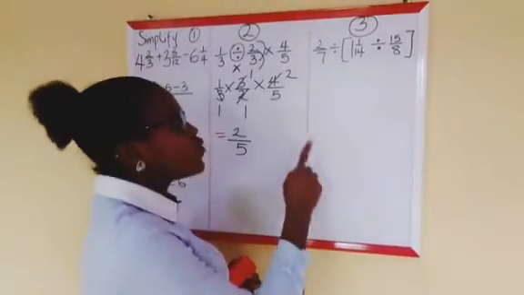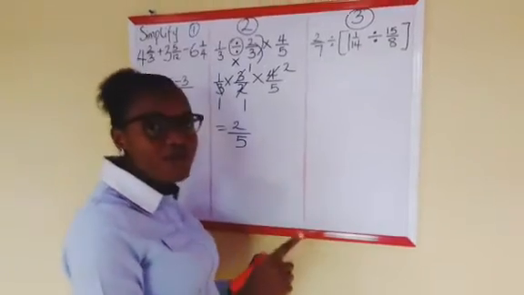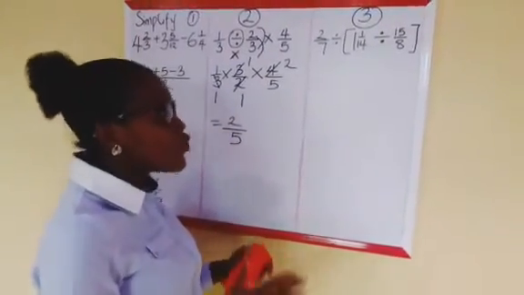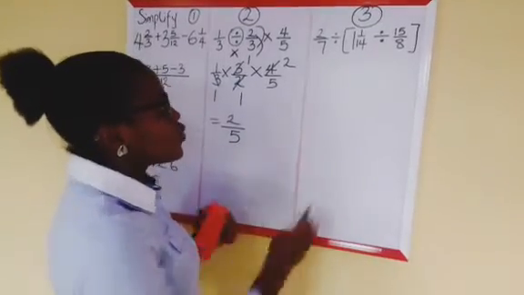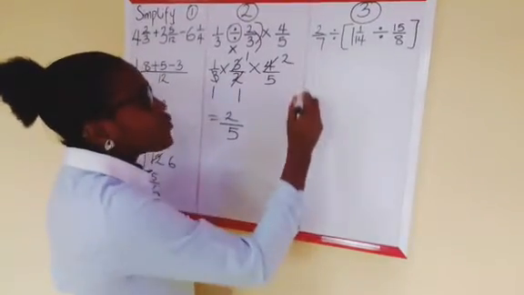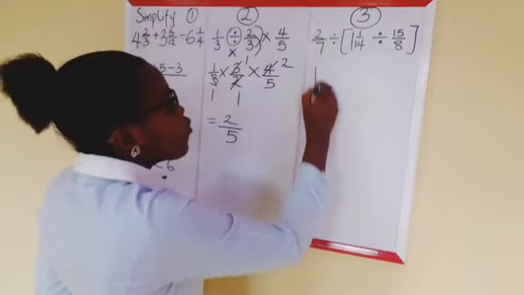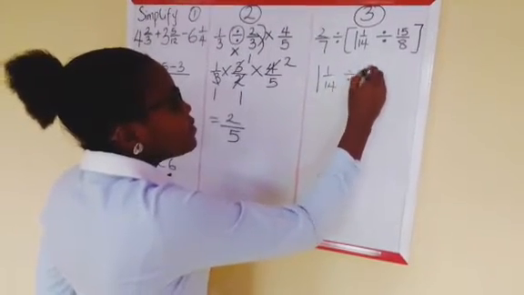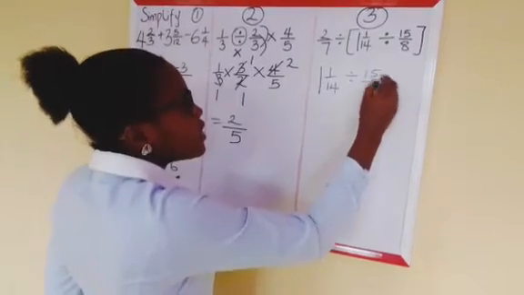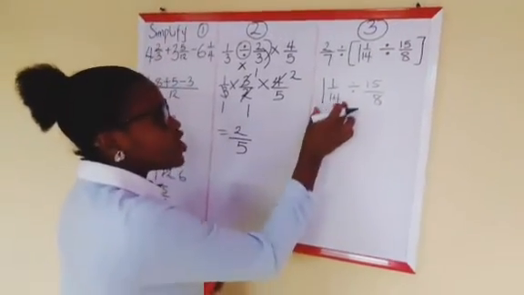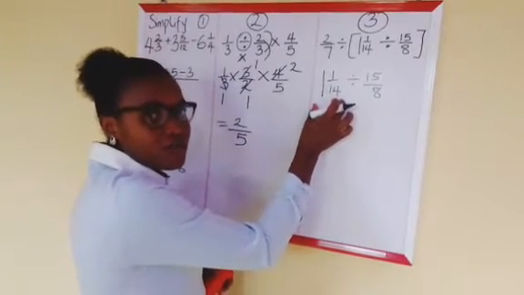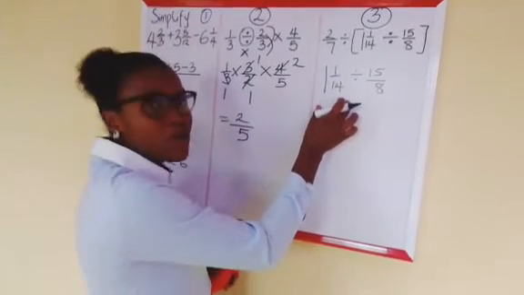But what I want you to know from this question is that you have to solve brackets first. Solve the question in brackets first. So we are going for the bracket. Here we have 1/14 divided by 1 5/8. Let's change this to an improper fraction so that we get the actual value we need.